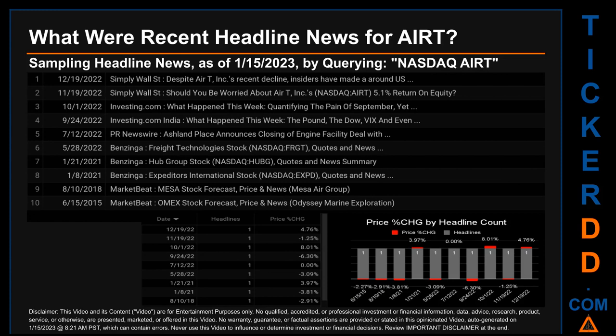What were recent headline news for AIRT? Today, Sunday, January 15, 2023, I sampled one of our news aggregators for latest headlines for this ticker. I did so by searching specifically by a keyword that may appear, broadly, in the title or the body, of discoverable news articles. The keyword that I used was a combination of the exchange and the ticker symbol, NASDAQ: AIRT.